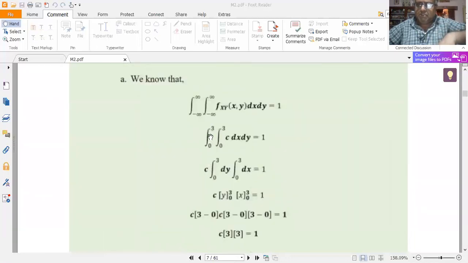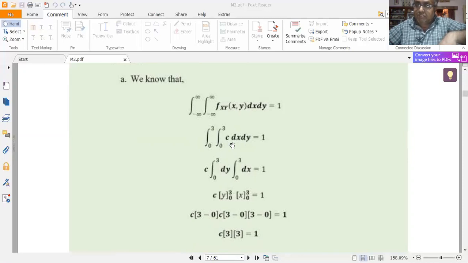So substituting the limits, I get the integral 0 to 3, integral 0 to 3, c dx dy, equal to 1. Now c is a constant, so I can pull it outside the double integral. Apart from that, this is an iterated or repeated integral. Please remember your M1, M2. So a double integral can be split into the product of two one-dimensional integrals. This gives me c into integral 0 to 3 dy into integral 0 to 3 dx.